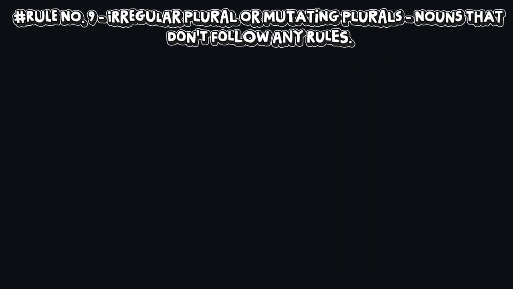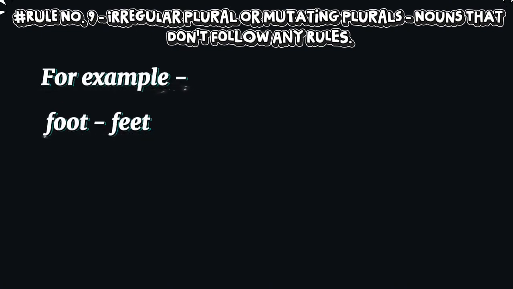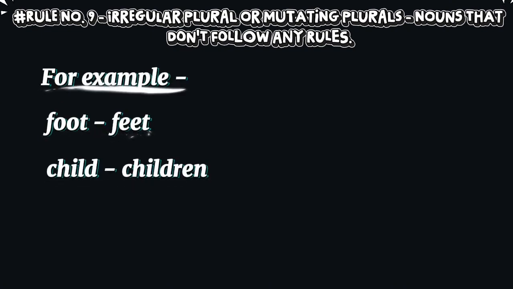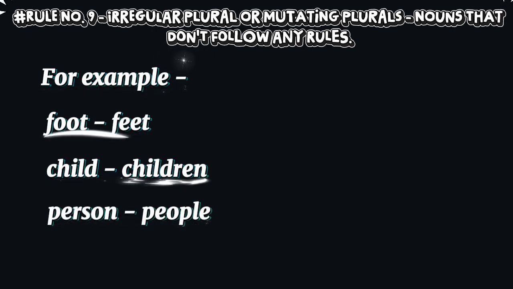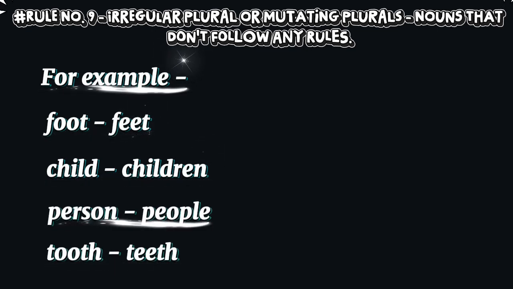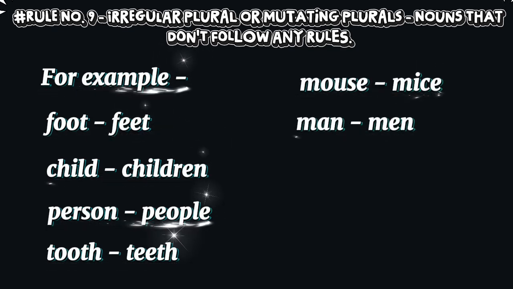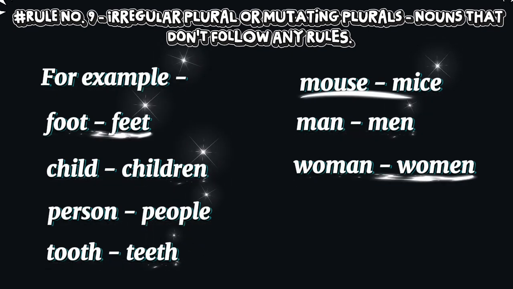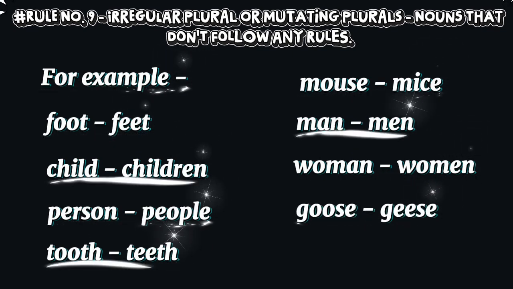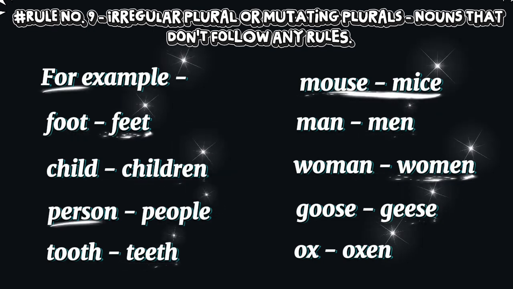Irregular plurals. Some nouns are completely irregular and do not follow any of the other rules. We call them irregular plural or mutating plurals. Let's have a few examples. Foot, feet. Child, children. Person, people. Tooth, teeth. Mouse, mice. Man, men. Woman, women. Goose, geese. Ox, oxen.